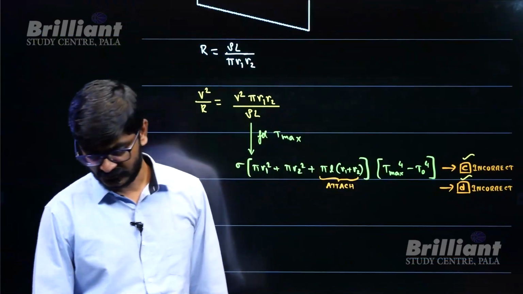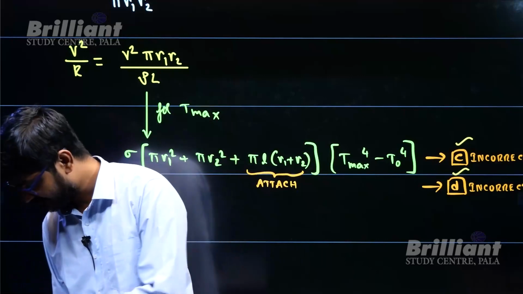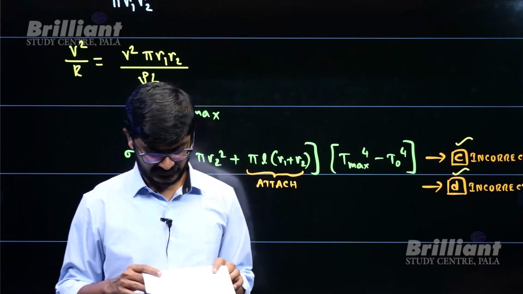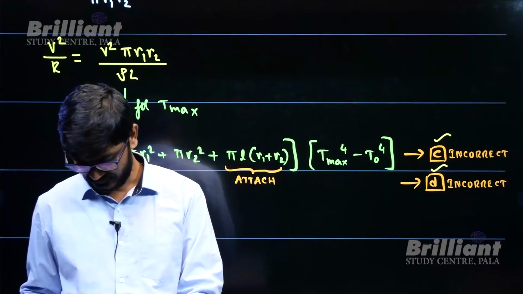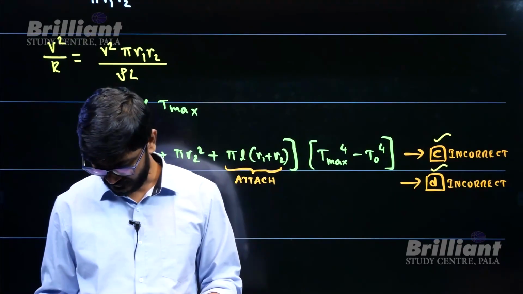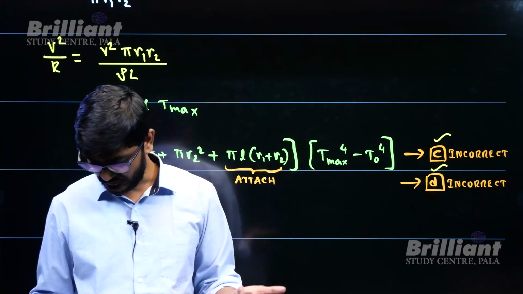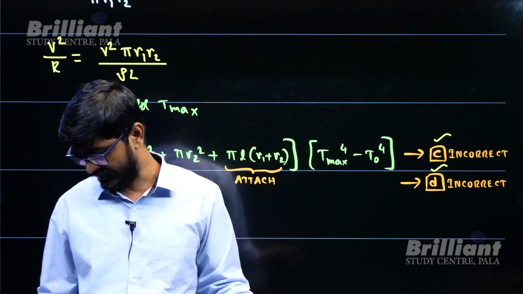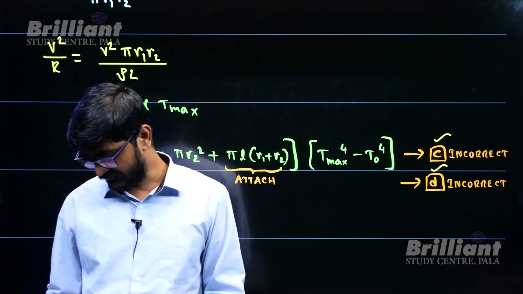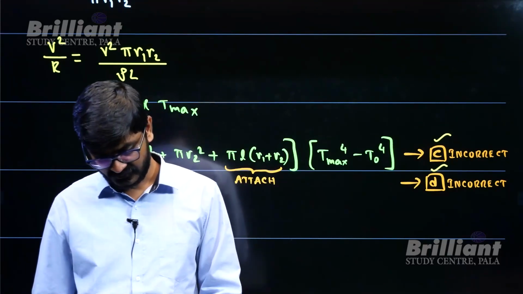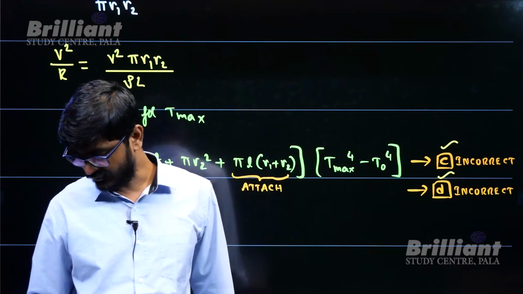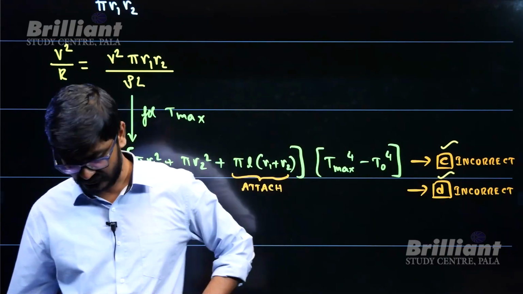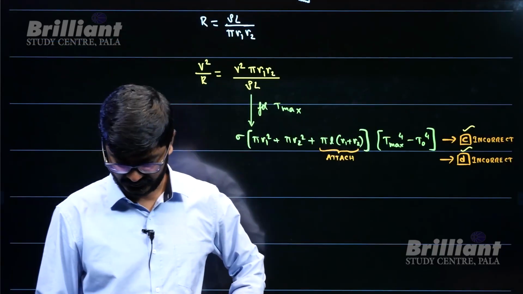Now they said something in option C. From there, if you want to find T maximum, then T naught will come into the picture. T naught is not there in option C, so it is incorrect, which we have to choose. Now if the EMF becomes 4 volt, then also it won't become 16 times. So option D is also incorrect, which we have to choose.